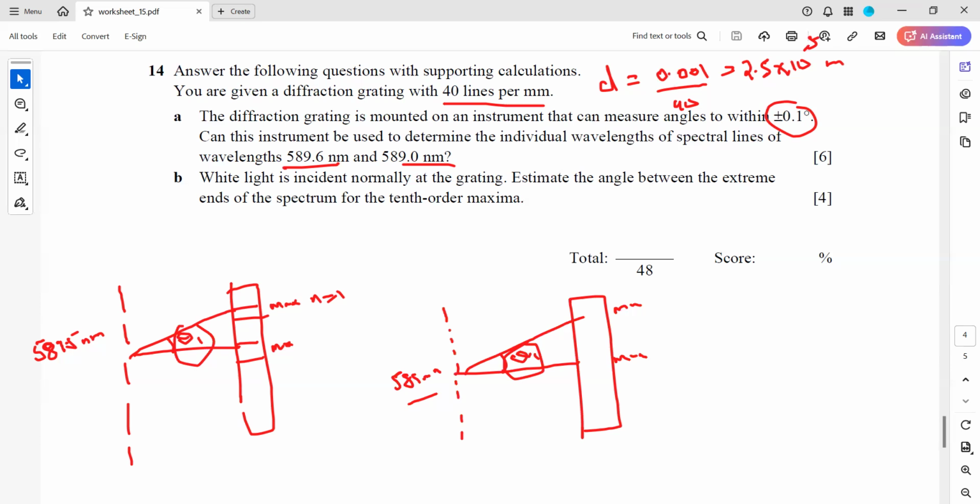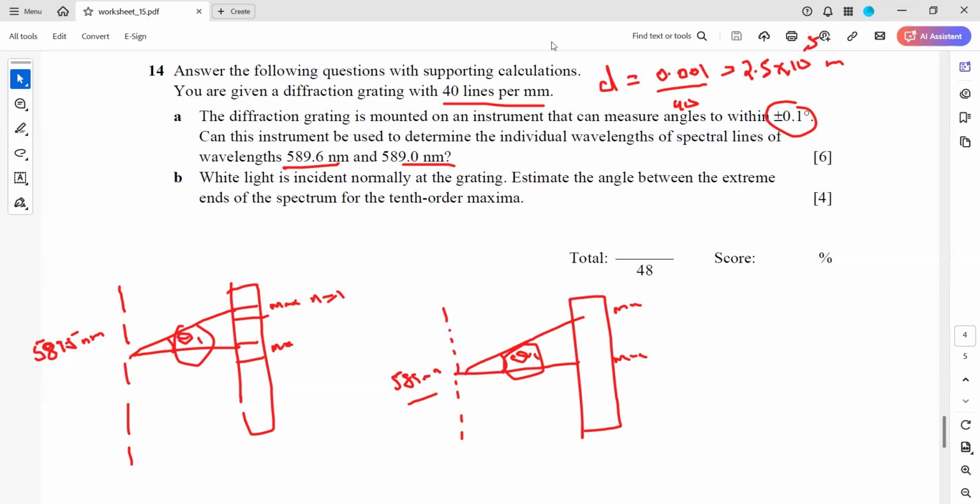And then we'll simply take the difference of the angles. If the difference of the two angles is more than 0.1, it means it can be measured. We can separate which line is due to the wavelength 589 and which one is due to 589.5. But if the difference in the angle is less than 0.1, it means this instrument cannot be used.